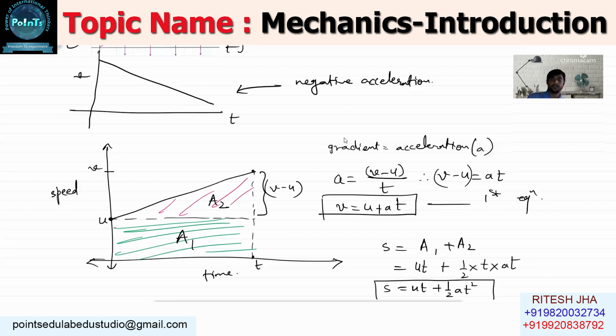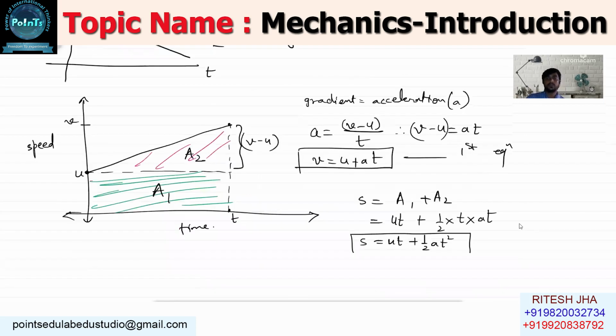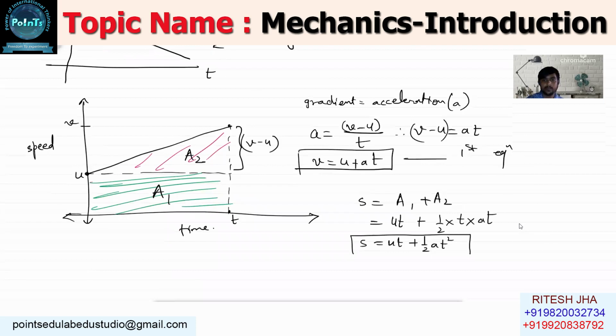You're getting it, right? So these are the SUVAT equations. This is the second kinematic equation. There is one subordinate equation that is not considered along with the third equation. I'm giving you a subordinate equation.